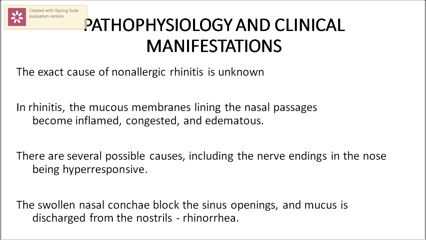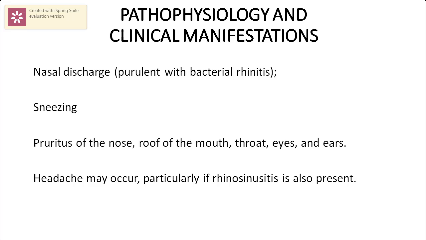So that is basically what happens. Once they are hyper-responsive, as a result of the inflammation, they become congested, they become edematous. So the swollen nasal concha blocks the sinuses openings, and the mucus is discharged from your nostrils, and we refer to it as rhinorrhea. So that's why people manifest with mucus from their nostrils. They sneeze, they cough. So that is what happens.